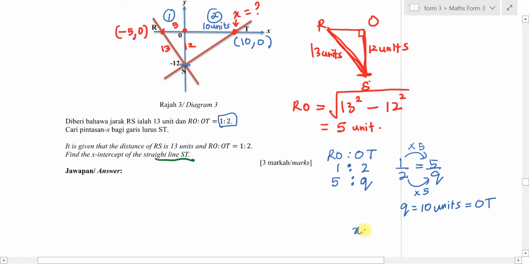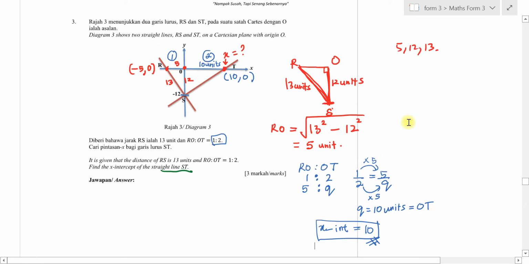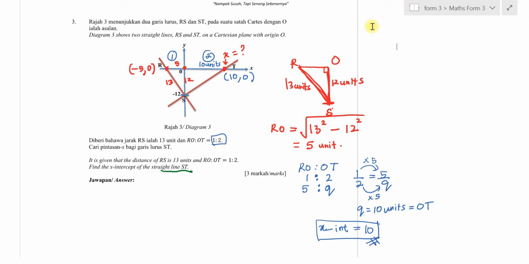The x-intercept is 10. We know already the coordinate. X-intercept means the line that cuts the x-axis. The line that cuts the x-axis is x equal to 10. So, x-intercept is 10. Just write like that. Enough. Okay? Simple, this question. It looked like a straight line question, but you see they combined it with ratio and Pythagoras theorem. Okay? That's how the maths will look like in Form 4.